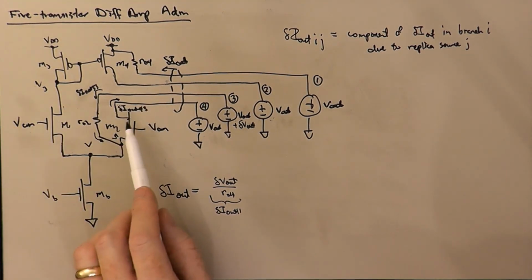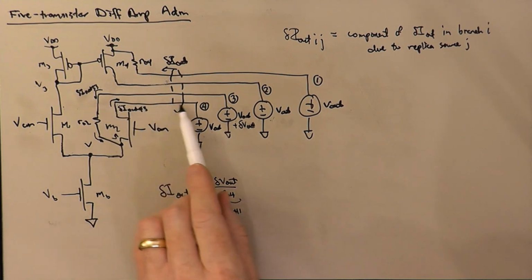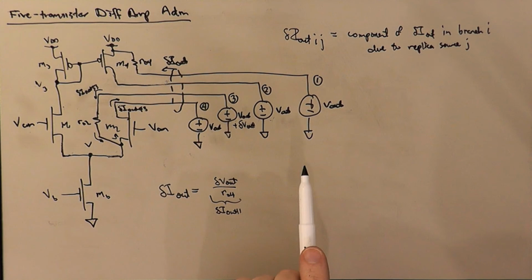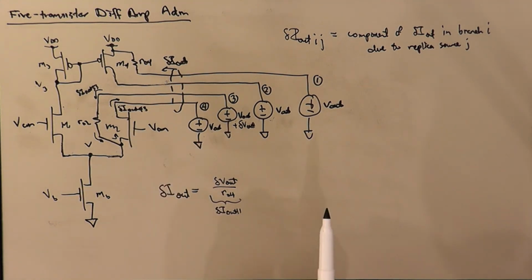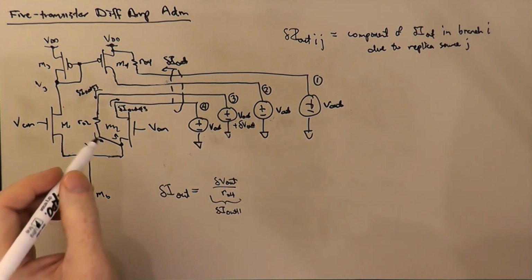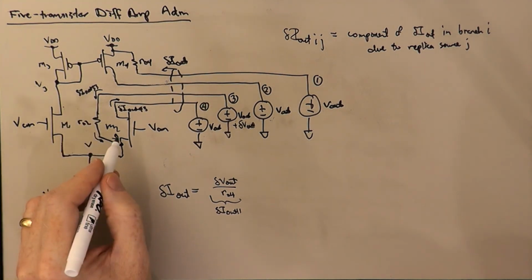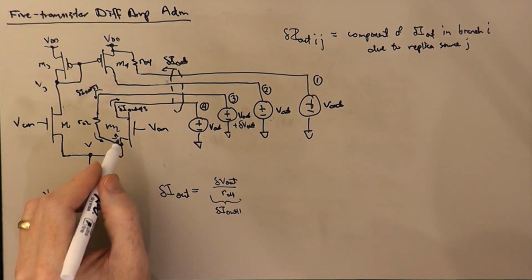So here the current is flowing back against the positive sign of delta I out, so it's going to have a negative sign, okay, and it's going to be some fraction of delta I out 3, so it's going to be delta I out 3 times a current divider ratio that we can figure out. Okay, so bear that in mind.